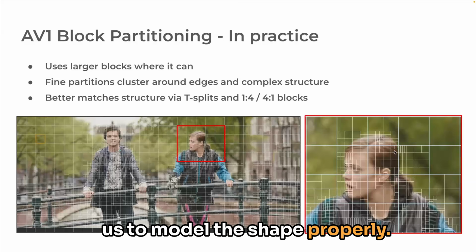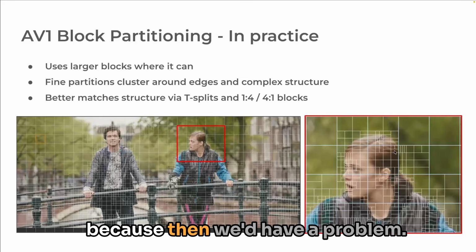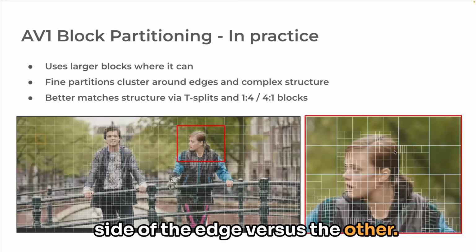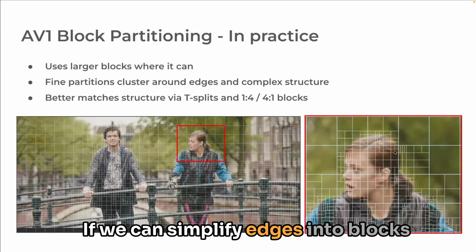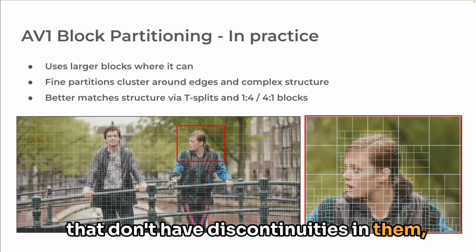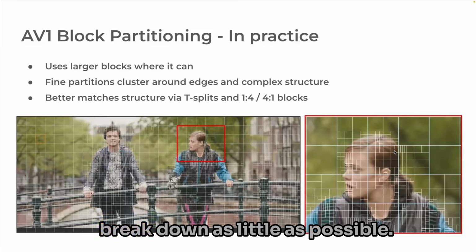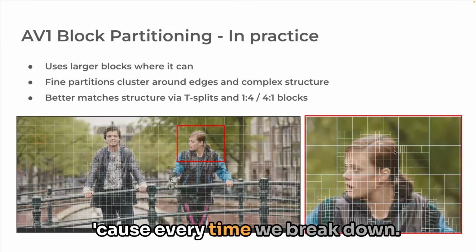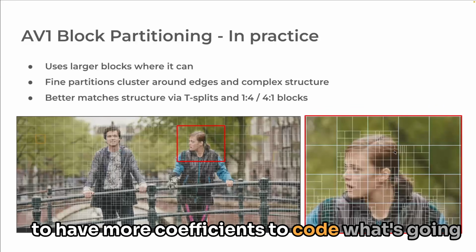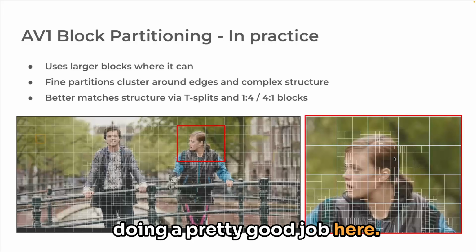This allows us to model the shape properly. What we're trying to avoid is having an edge in the middle of the block, because then we'd have a problem, because we would need different information to code one side of the edge versus the other. If we can simplify edges into blocks that are very similar to one another, that don't have discontinuities in them, then it's a lot easier to code them. That's what we're seeing here. At the same time, we're trying to break down as little as possible, because every time we break down, we need to signal more, and we're going to need to have more coefficients to code what's going on, and that's what we're trying to minimize. You can see the encoder doing a pretty good job here, breaking that down.